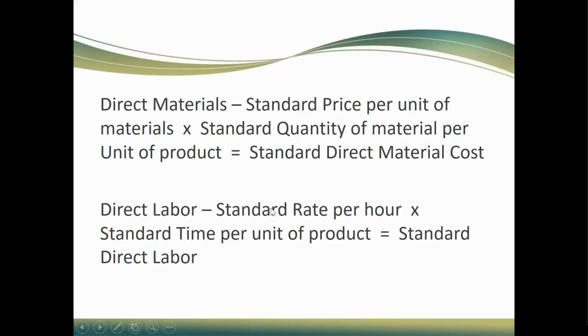So for direct materials, you're going to have the standard price per unit of materials times the standard quantity of materials per unit of product. That will give you the standard direct material cost. Direct labor would be the standard rate per hour times the standard time per unit of product, and that would give you the standard direct labor.